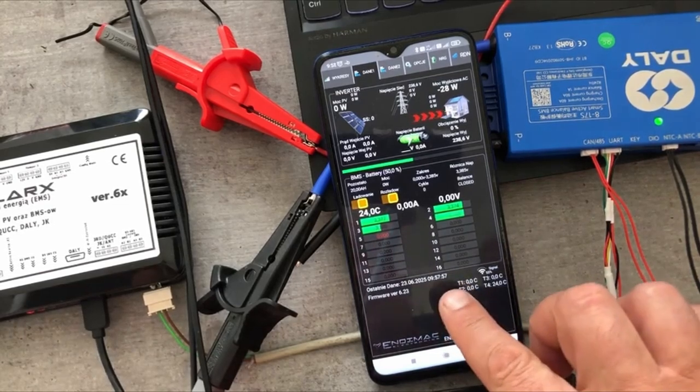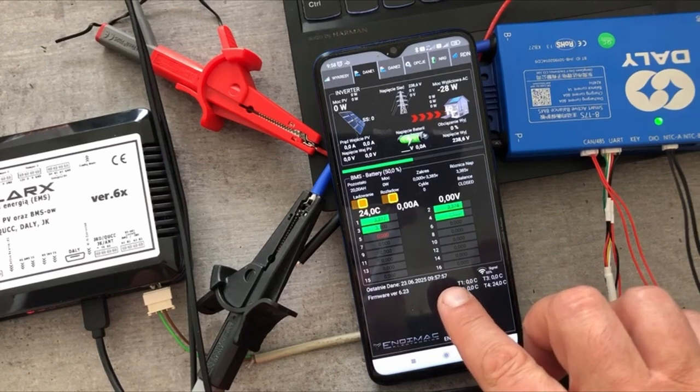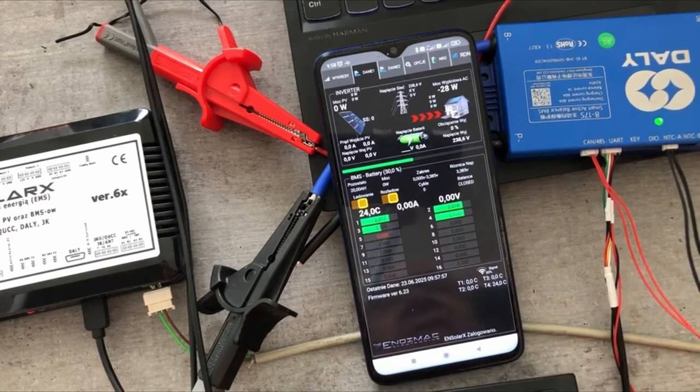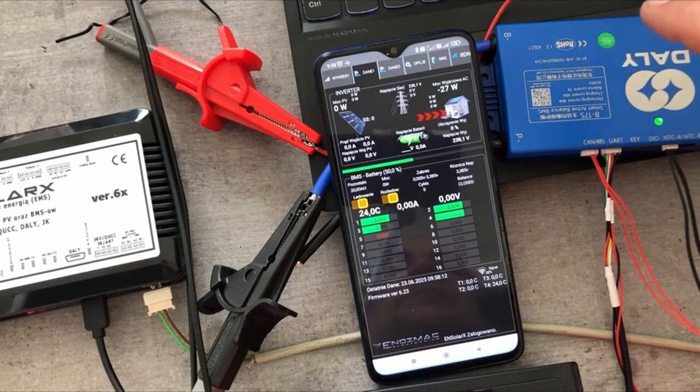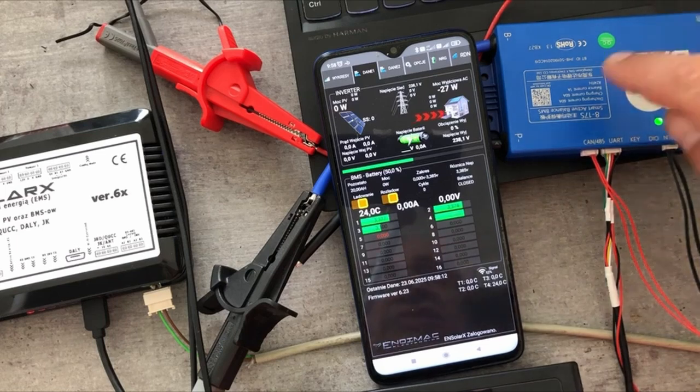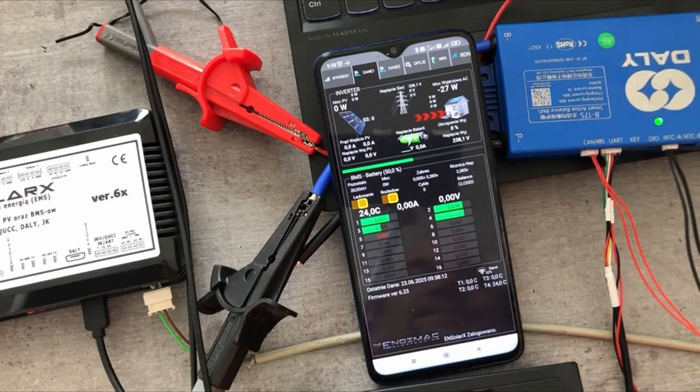It can show us in real time that something bad is happening in our installation, especially if we have some energy storages, which various things can happen to, and it's important to know what's going on with our energy storages. So here we can see in real time.